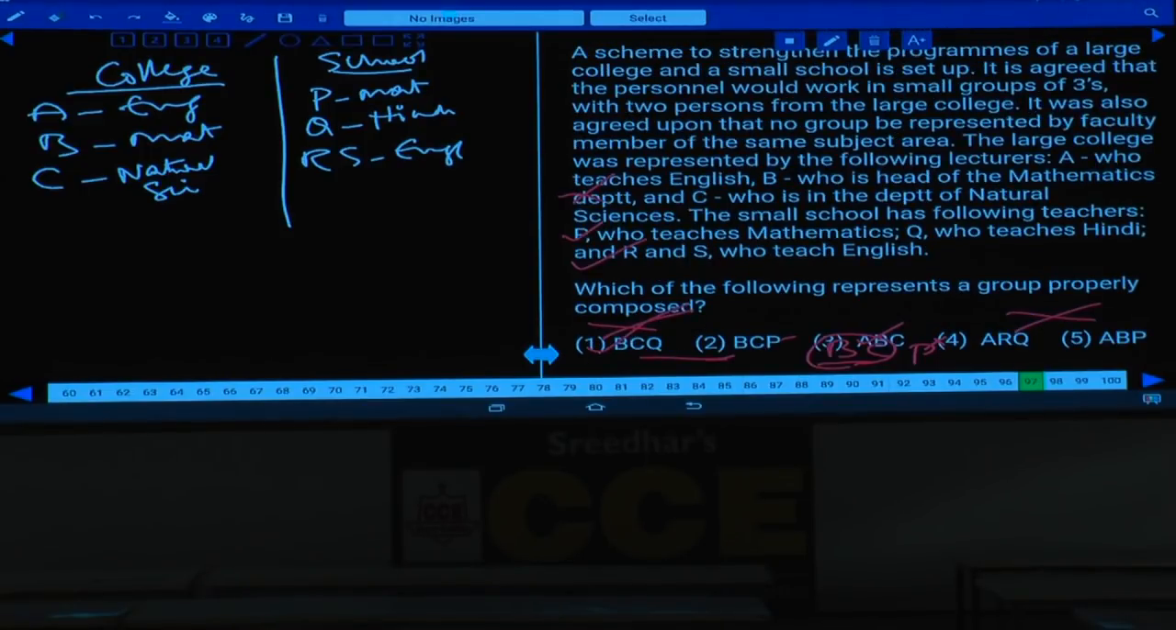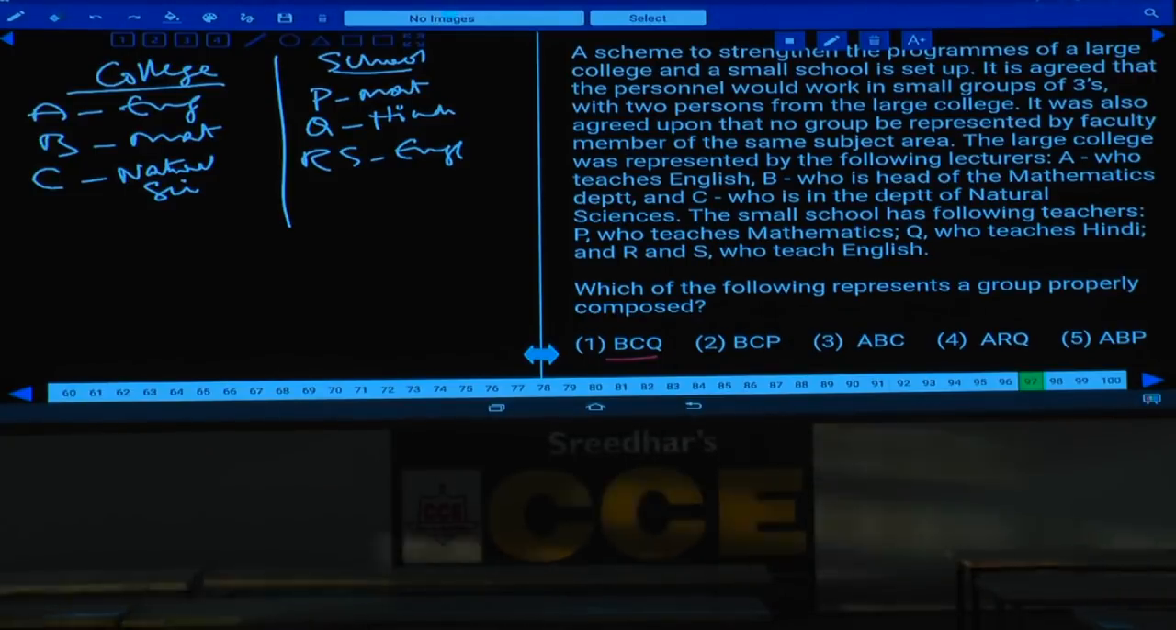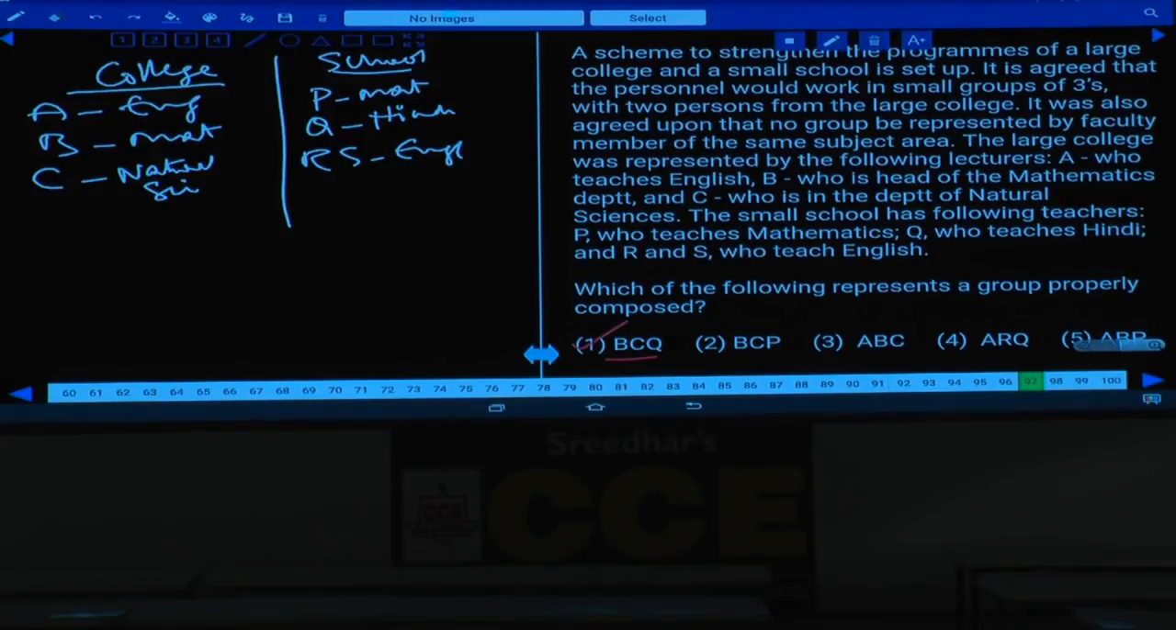Then question number 97. Which of the following represents a group properly composed? Tell me what is the group here. BCQ. Tell me whether BCQ can be formed in that group or not. B and C are from mathematics and natural science, and Q is Hindi. Two persons from college and one person from the school, and these three persons belong to three different subjects. The choice 1 is a valid group.